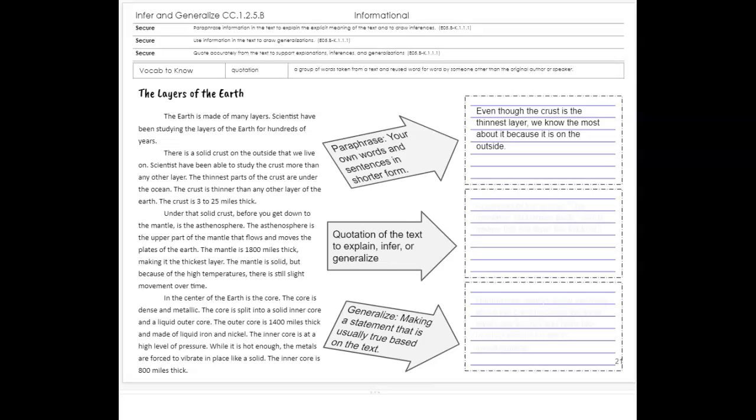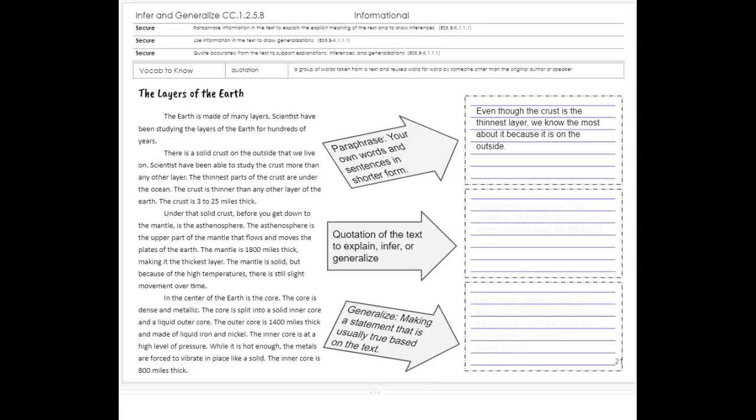Next, under that solid crust, before you get down to the mantle, is the asthenosphere. The asthenosphere is the upper part of the mantle that flows and moves the plates of the earth. The mantle is 1,800 miles thick, making it the thickest layer. The mantle is solid, but because of the high temperatures, there is still slight movement over time.